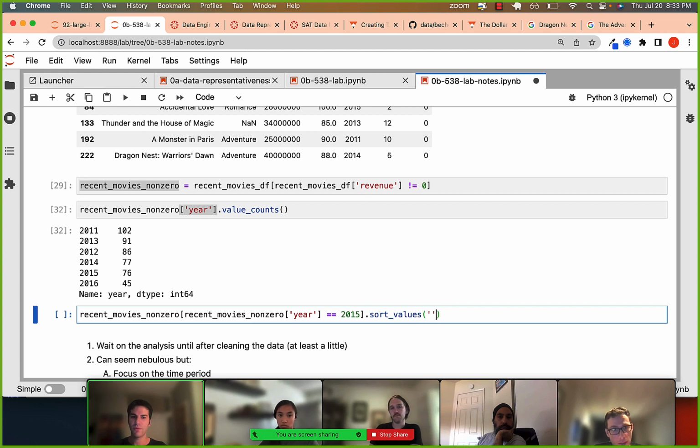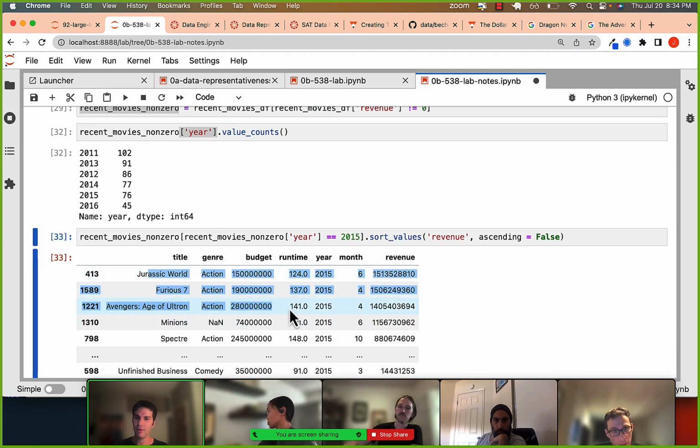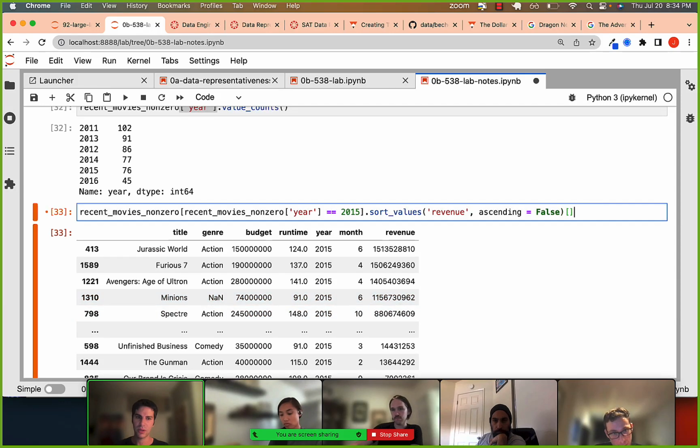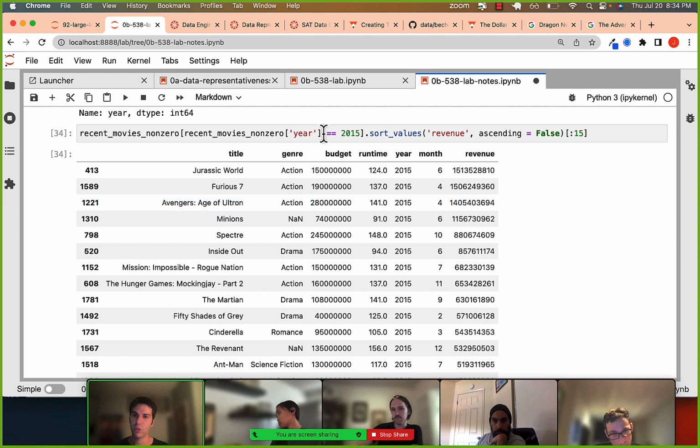So we'll sort values by revenue. We can do ascending equals false, right? Because we want to go from highest to least. And we see that we have Jurassic World, Furious 7, Avengers, Spectre. Let's look at maybe 15. All right. And what I did at this point was I Googled the top 15 movies.